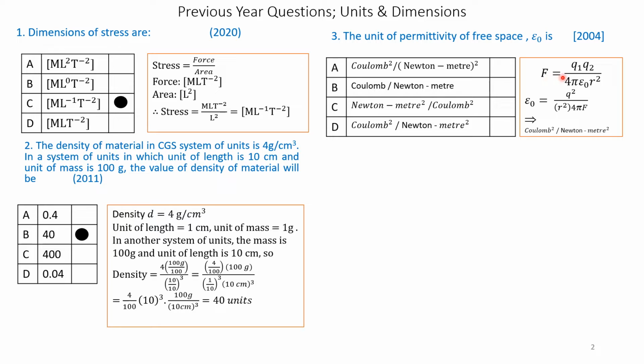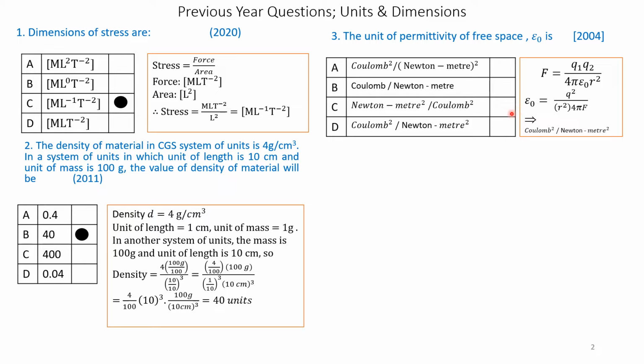We know force is given by q1 q2 divided by 4 pi epsilon naught r square. This is from Coulomb's law, the force between two charges q1 and q2. The unit of charge is coulomb, so q1 q2 gives coulomb square, and r is the distance or length. Rearranging, epsilon naught you take on the left side and F you take in the denominator. You get coulomb square divided by newton meter square, since r square is meter square and F is newton. So the correct answer is coulomb square per newton meter square.